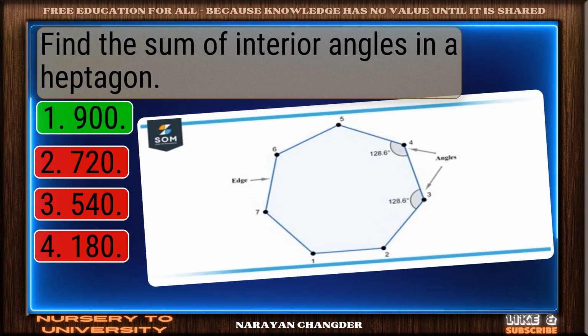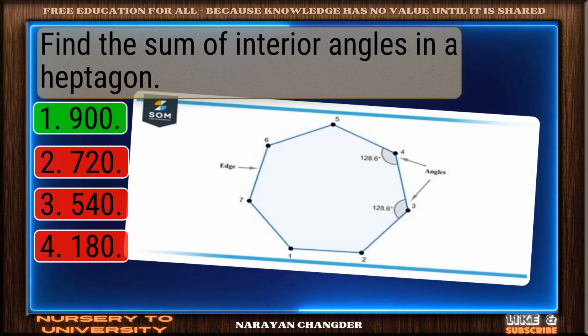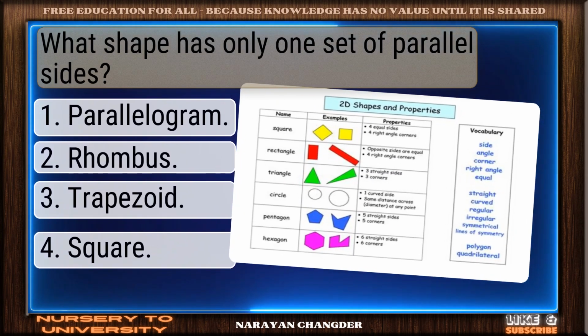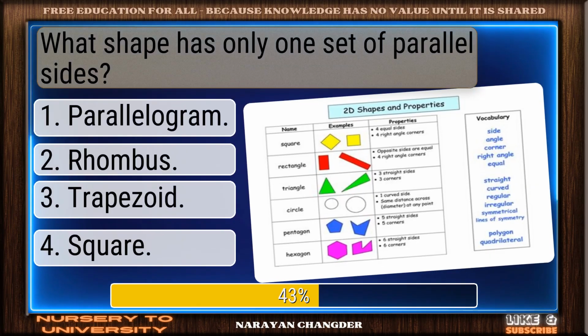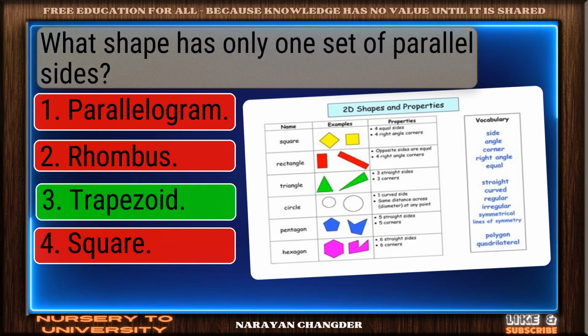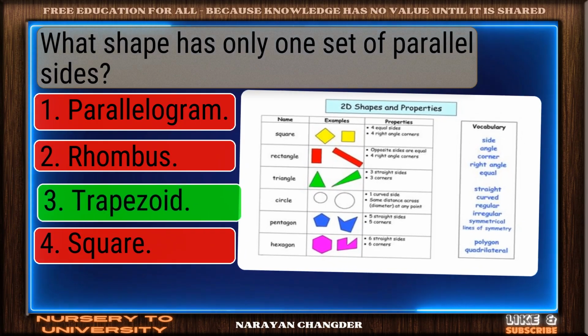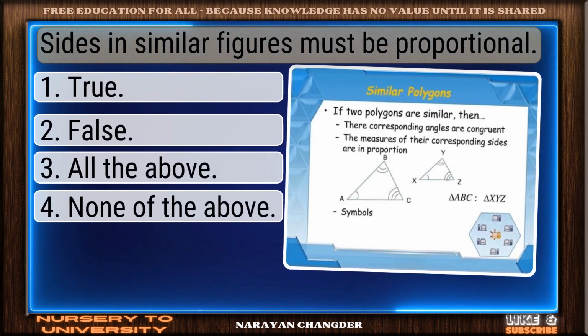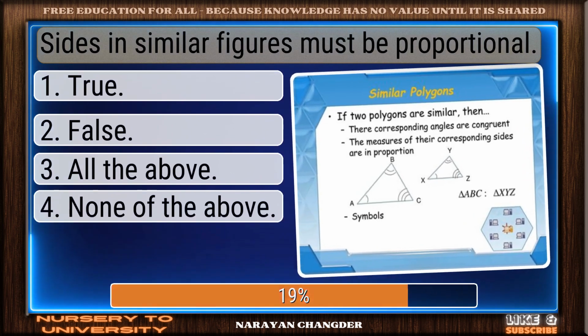You got it. Your choice 900 is right. Question number 161. What shape has only one set of parallel sides? Right again. Trapezoid is a valid answer. Question number 162. Sides in similar figures must be proportional.